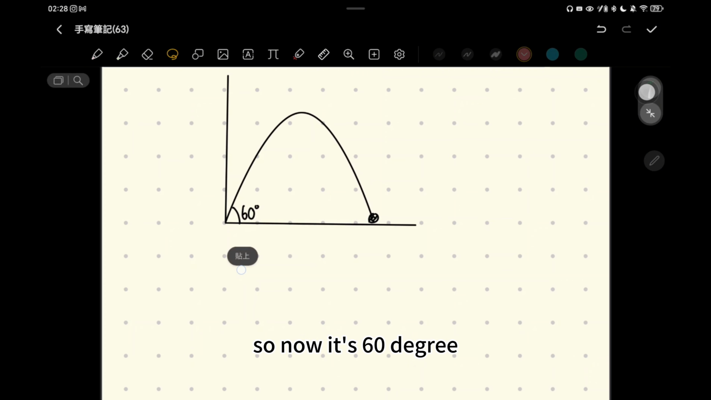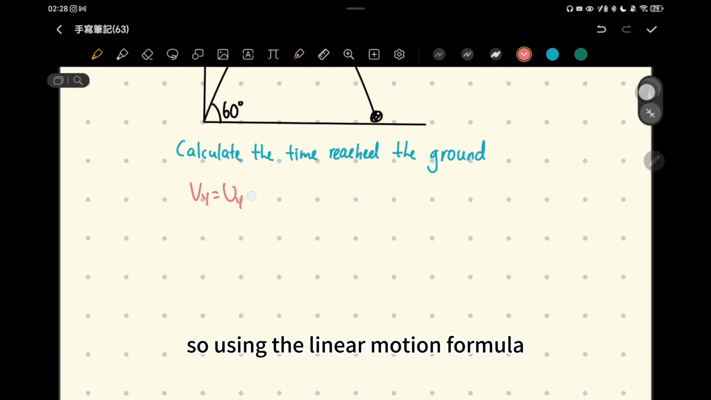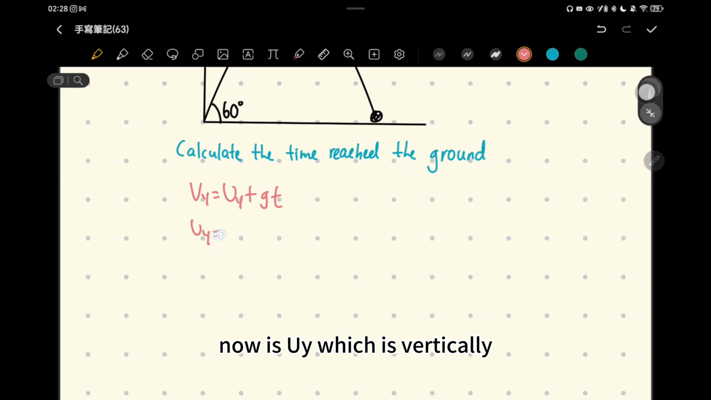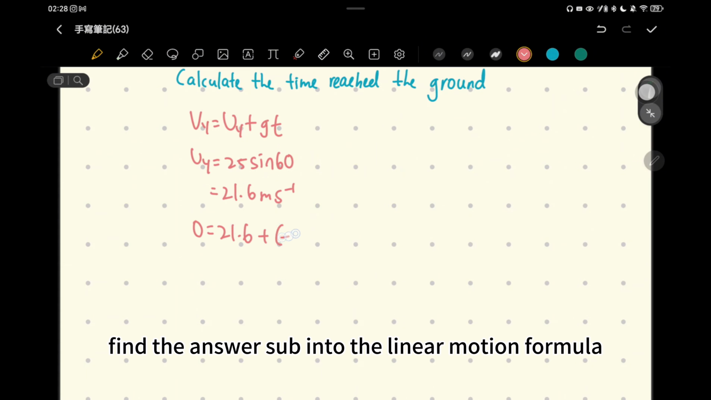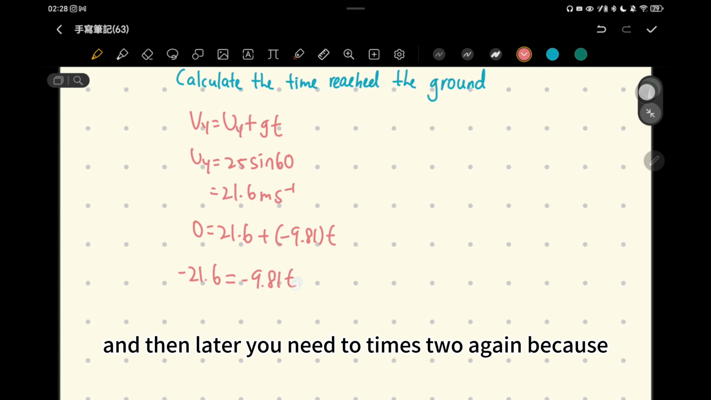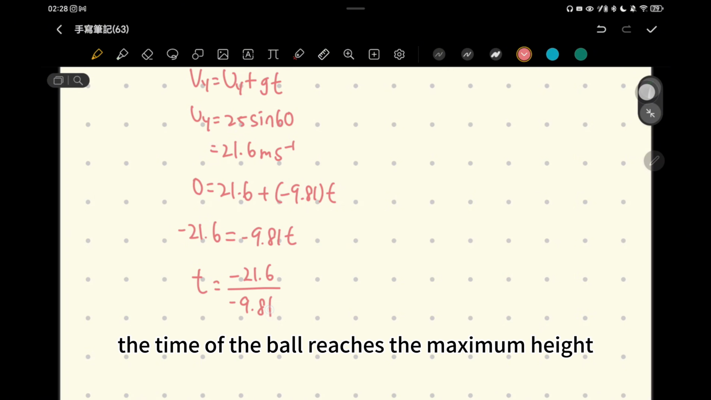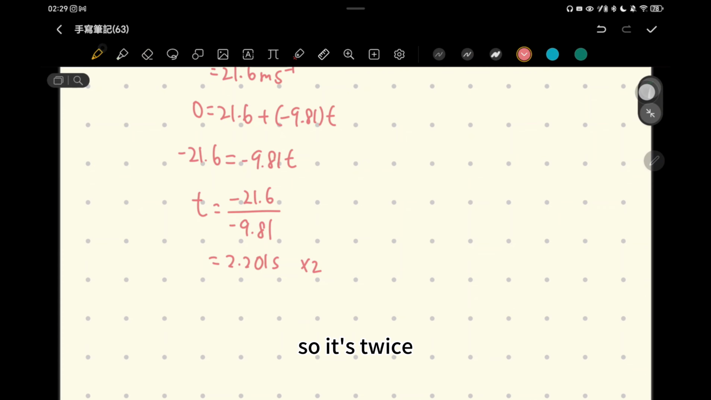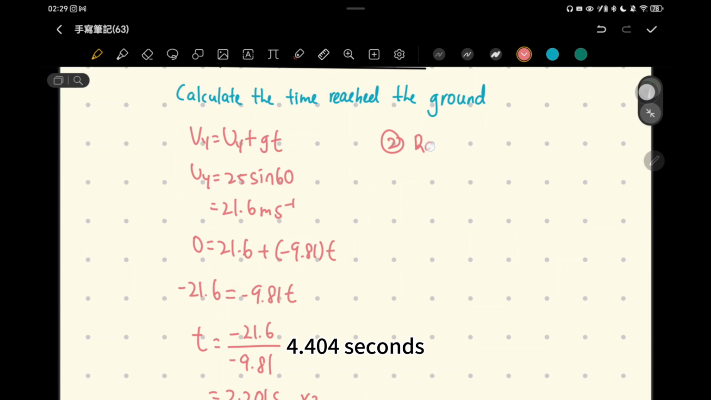So now it's 60 degrees. We also need to find the time of the ball reaching the ground. So using the linear motion formula, now uy, which is vertical, using sine, is 25 sine 60. Find the answer. Sub into the linear motion formula. Find t. And then later you need to times 2 again because the ball reaches the maximum height and then falls back down again. So it's twice. So you will get the final answer of the time is 4.404 seconds.